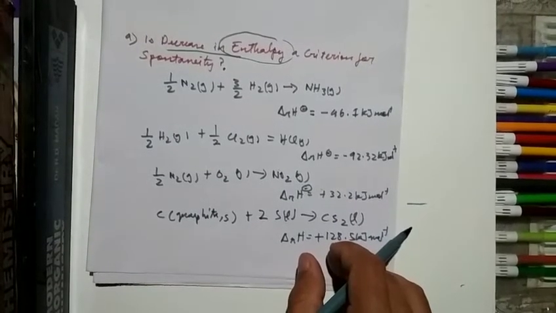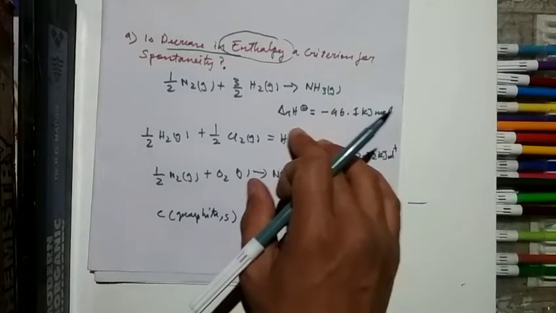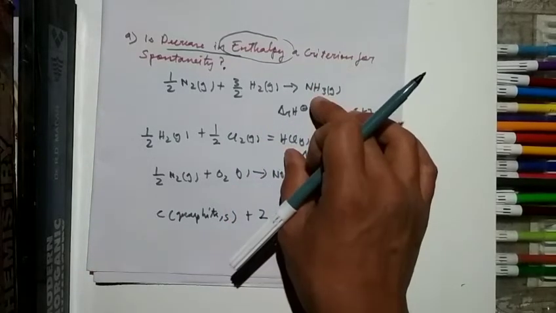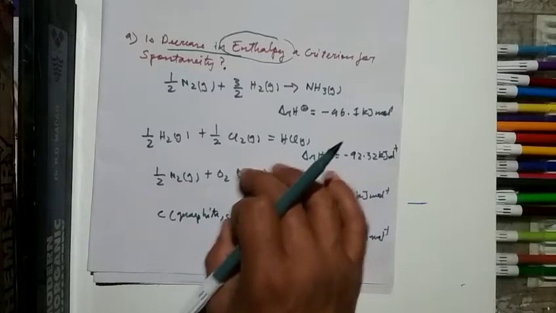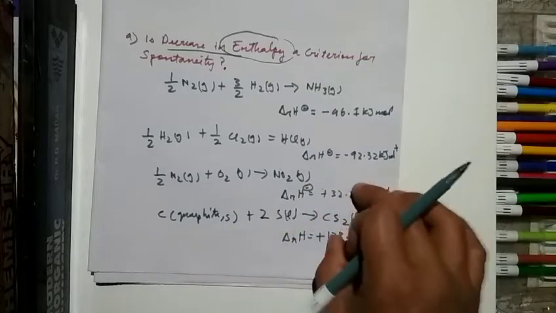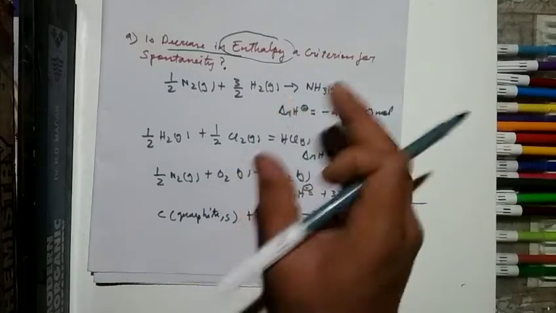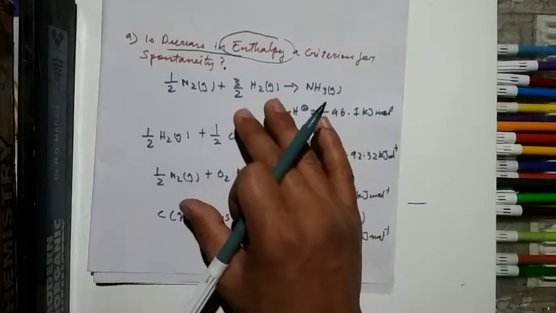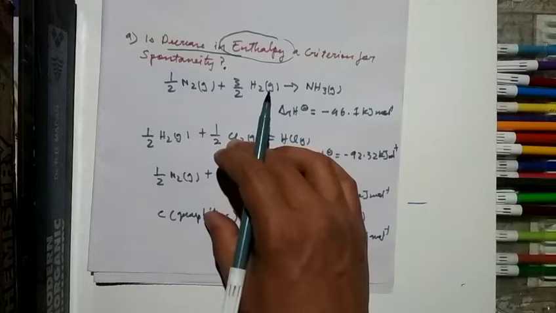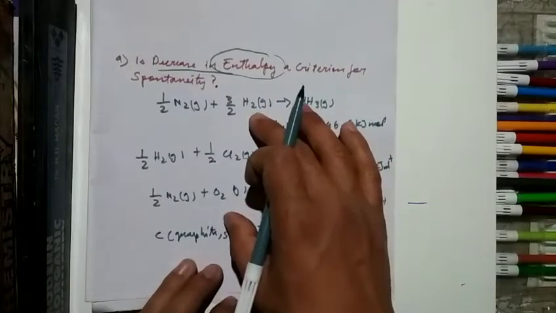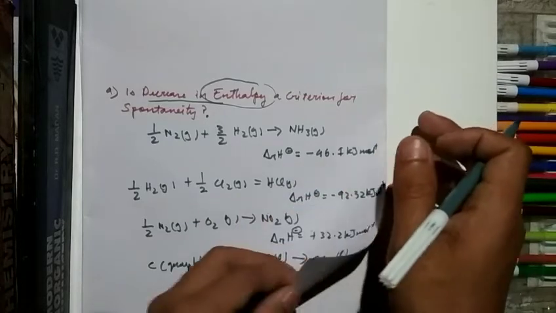So in this case, even when the process is exothermic there is spontaneity, and even when it is endothermic, it is spontaneous. The reaction proceeds. So whether there is an increase or decrease in enthalpy, spontaneity takes place. That means enthalpy is not a criterion for spontaneity. With this example, we come to the conclusion that a decrease in enthalpy is not a criterion for spontaneity.